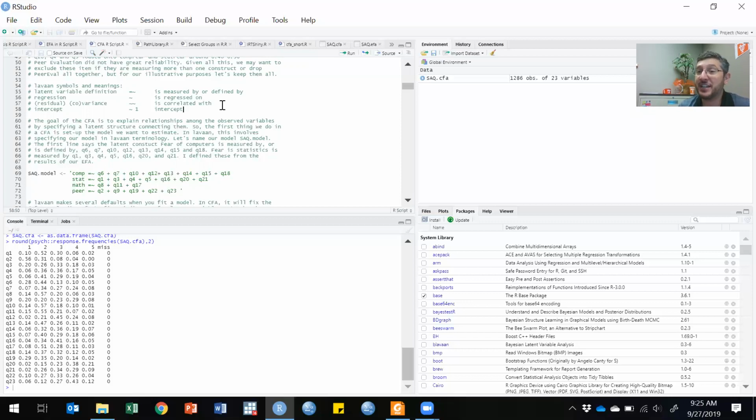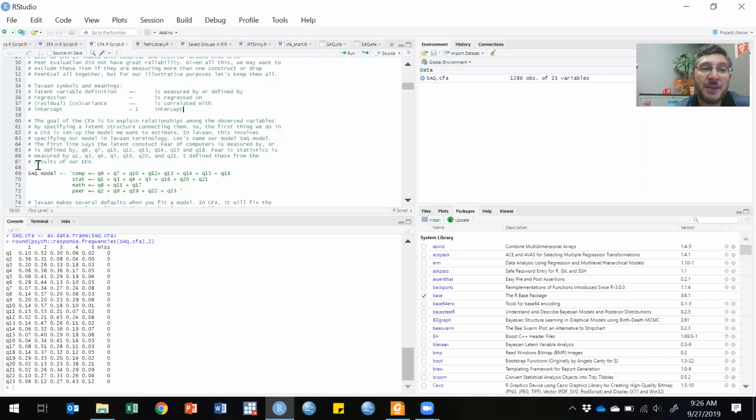On Canvas, there's a link to the lavaan website. It's very well documented, and I would highly recommend looking through it. It's got some great tutorials to go through, and it talks about these different things, but I'm trying to cover it in here as well. So, remember, the main goal in CFA is really to try to explain the relationships among the observed variables by specifying some hypothetical relationship between them. So the first thing we want to do is tell the program what model it is that we want to estimate.